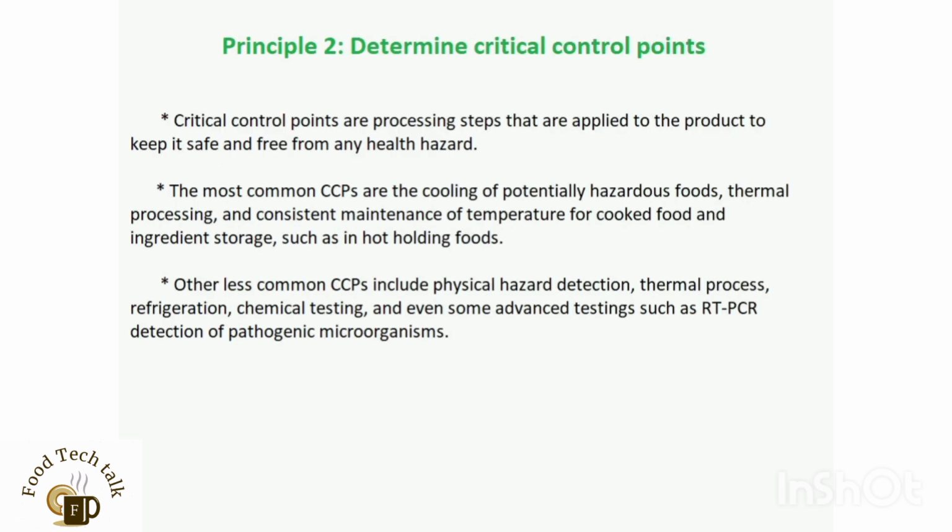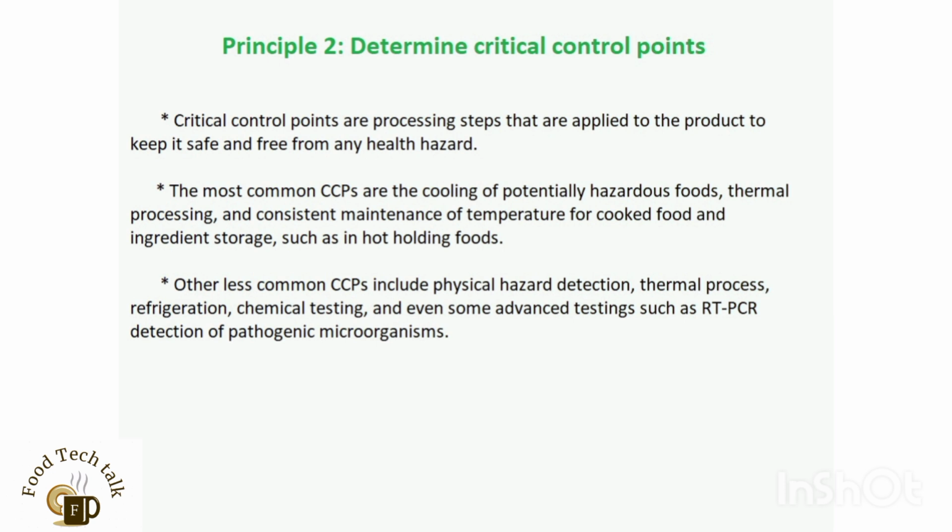The second principle, identify critical control points. What is a critical control point or CCP? It is a point in your food production process where you can control or eliminate a hazard. It's like a checkpoint where you can ensure that your food product is safe.